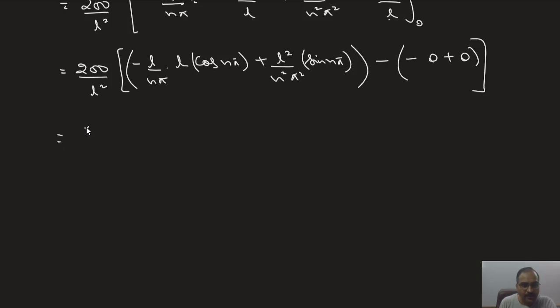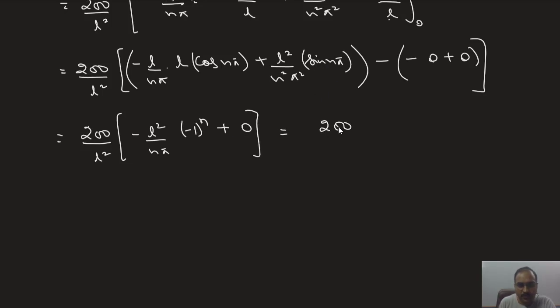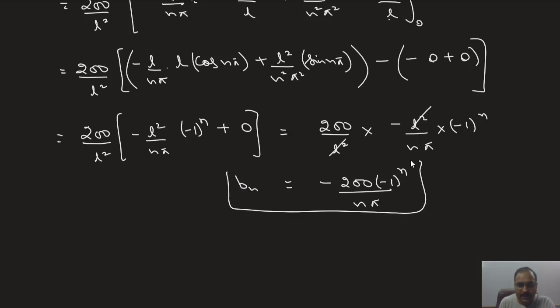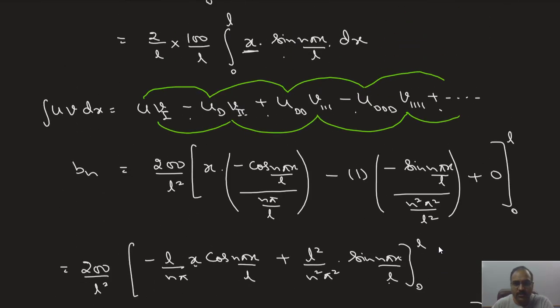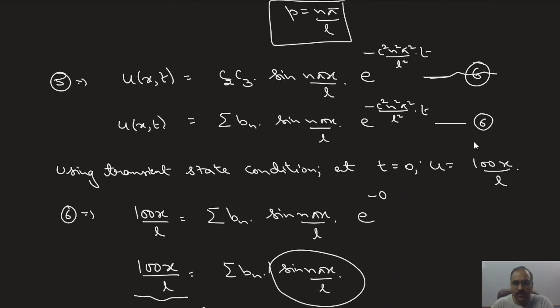Now we have 200 over L square into minus of L into L, L square over n pi, cos n pi is minus 1 raised to power n, sin n pi is 0, so no need to write that again. So we get 200 over L square into minus of L square over n pi into minus 1 raised to power n. So L square and L square cancel out, so we get minus 200 times minus 1 raised to power n over n pi. This is the value of Bn. Now where do I need to substitute this value of Bn? We need to substitute this value of Bn in our equation number 6.